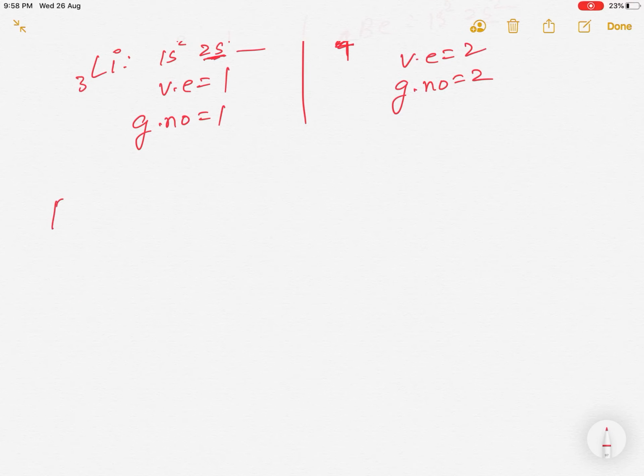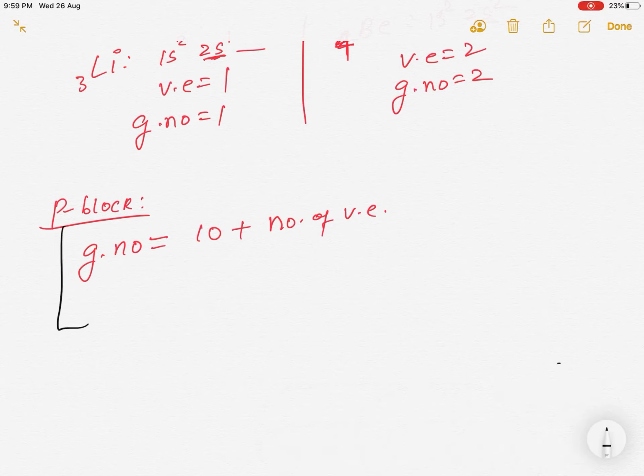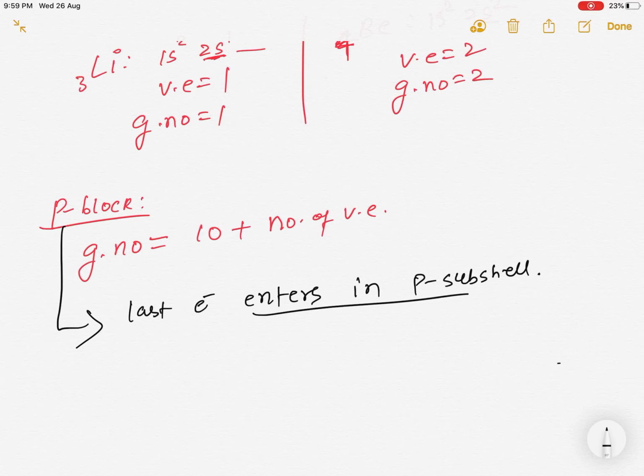Now let's see the P block elements. How do we find the group number for the P block element? For P block elements, group number equals 10 plus the number of valence electrons. 10 plus the number of valence electrons. P block element means the last electron enters in the P subshell. Last electron has to enter in the P subshell.